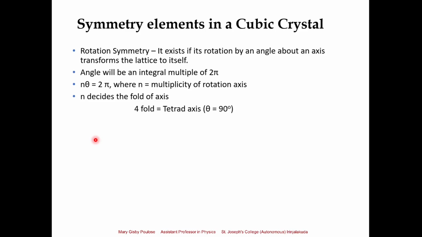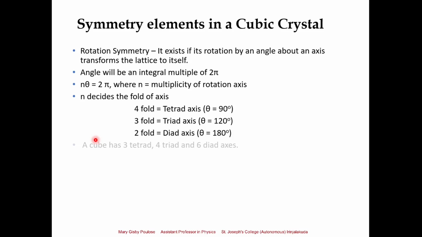So a 4-fold rotation axis is called a tetrad axis, where theta, the angle of rotation, is 90 degrees. A 3-fold rotation symmetry axis is called a triad axis, tri for 3, and the angle of rotation is 120 degrees. And a two-fold rotation symmetry axis is called a dyad axis, and the angle of rotation will be 180 degrees. A cube has three tetrad axes, four triad axes, and six dyad axes.